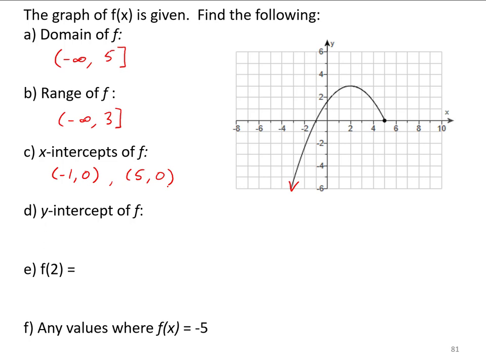Now next, part D is the y-intercept of f. And I didn't say this in my description, but it appears that this graph intersects the y-axis just under 2. It looks like that's between 1 and 2, so I'm going to say that that's 1.5. So that y-intercept would be the point, parentheses 0, comma 1.5, close parentheses.